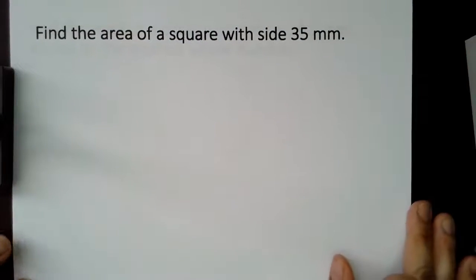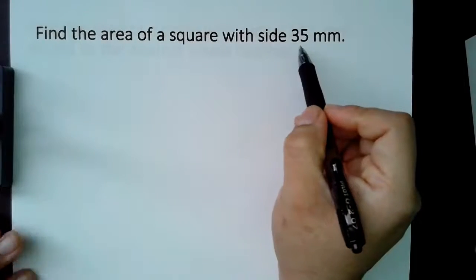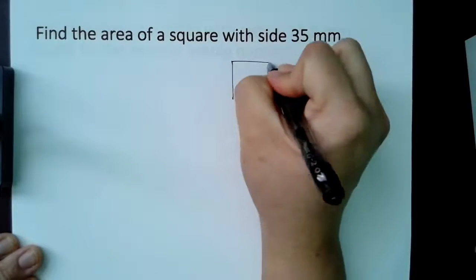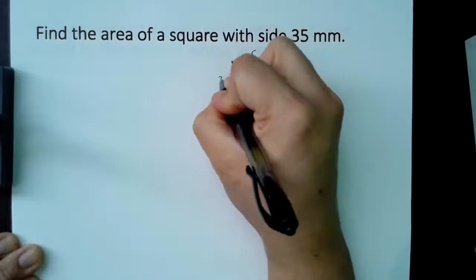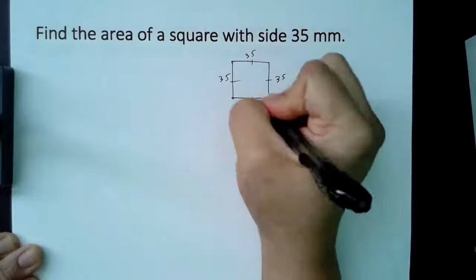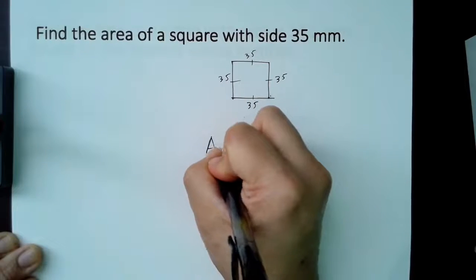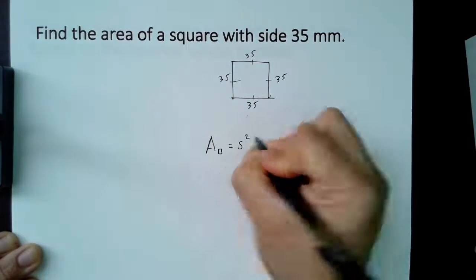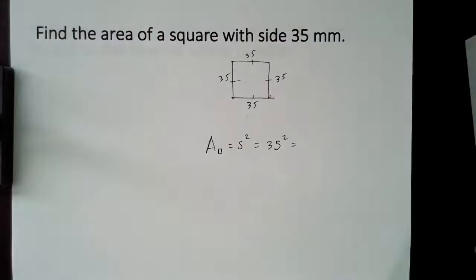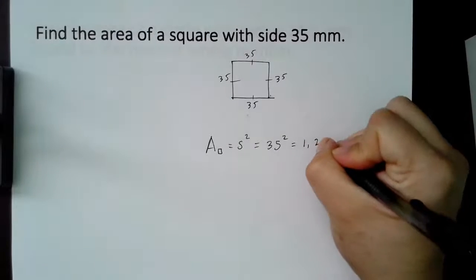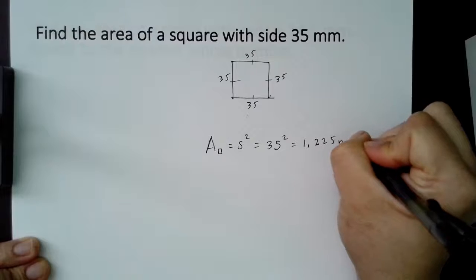And then now here, there's no picture, but it says find the area of a square with side 35 millimeters. So it's just going to be a square, and every side is going to be 35, right? Because the square, all the sides are congruent, right? But what's the area of a square? That's just going to be side times side, or side squared. So that's just going to be 35 squared, which, let's go ahead. I'm good at mental math, but let's just double check. So 35 times 35 will give me 1,225 millimeters squared.